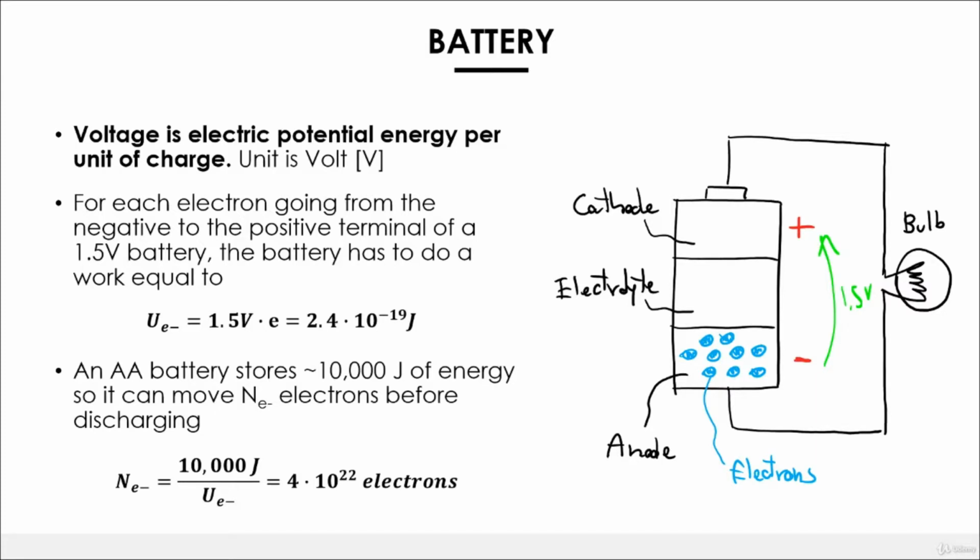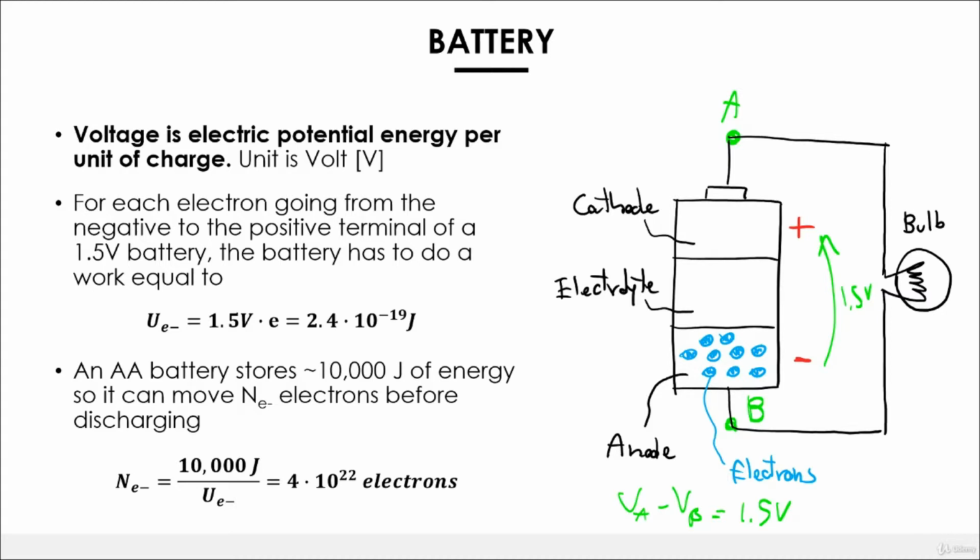Because voltage is potential energy per unit of charge, it is also defined plus or minus an arbitrary constant. For example, if we call this node A and this node B, all I can say is that VA minus VB is equal to 1.5 volts. So the voltage at A minus the voltage at B is equal to 1.5 volt. But the value of the voltage at A and the value of the voltage at B could be any combination of numbers whose difference is 1.5 volt.